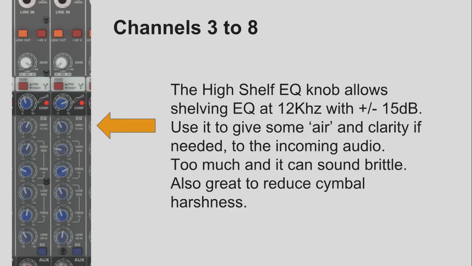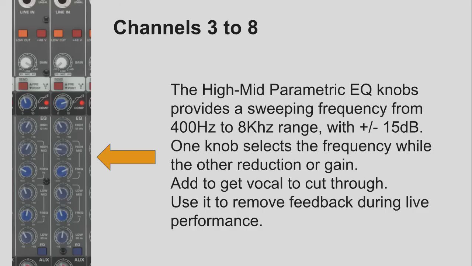The high shelf EQ knob allows shelving of the EQ at 12 kHz with plus and minus 15 dB. Great to give some air and clarity if needed, and also great to reduce for cymbal harshness. The high-mid parametric EQ knob provides sweeping frequency, same as before in channels 1 and 2, 400 Hz and up to 8 kHz range, again with plus and minus 15 dB.